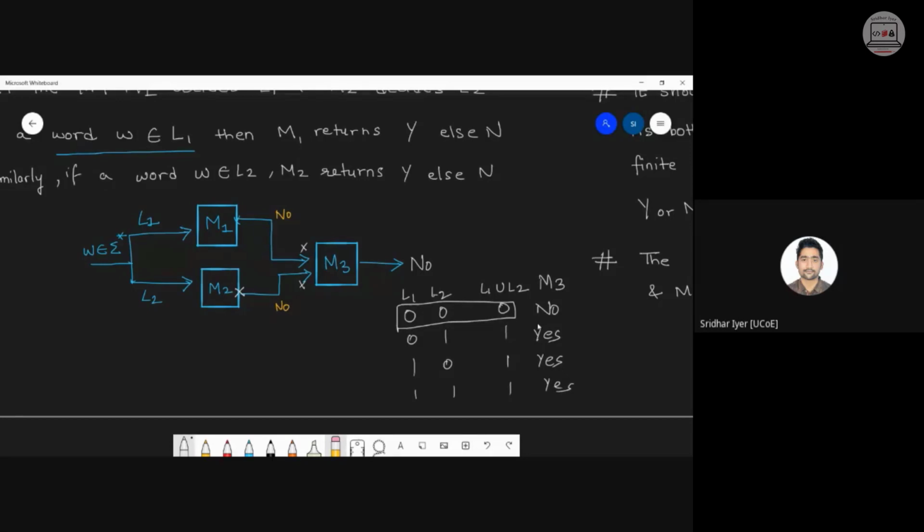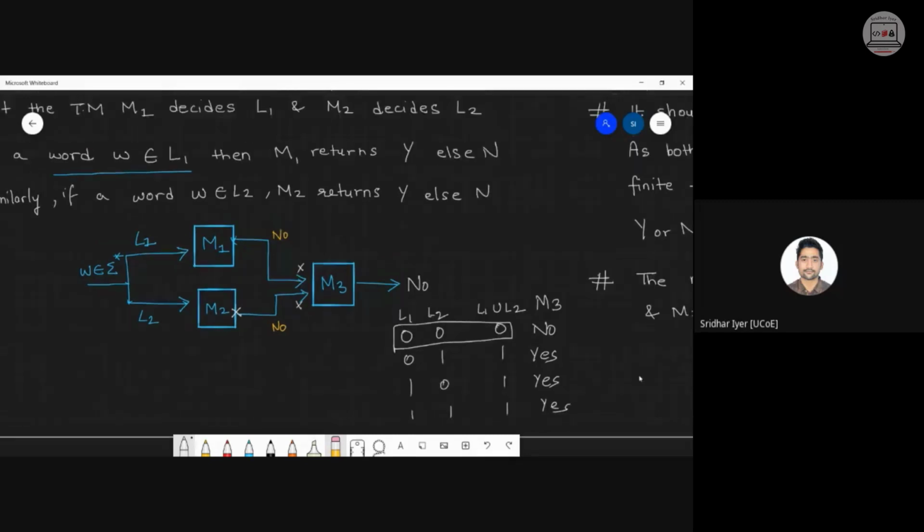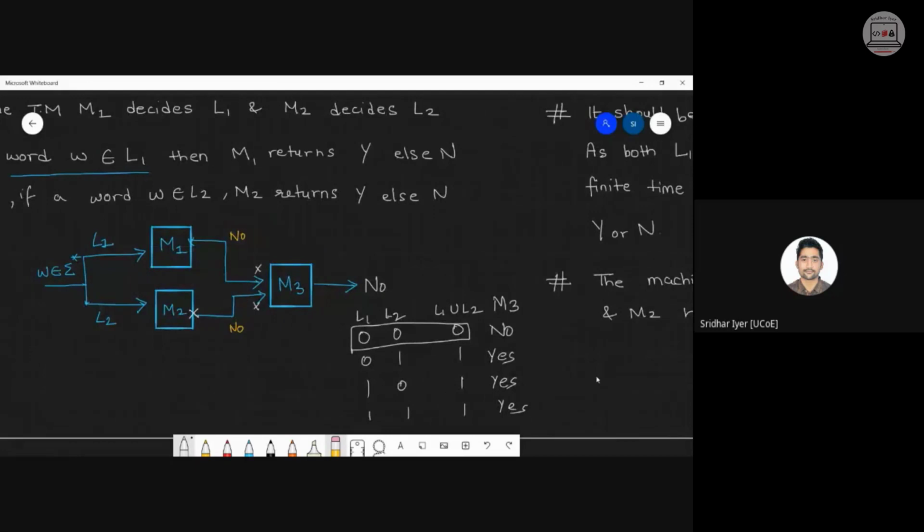Okay. So the answer obviously is it will halt. Try to understand this concept once again. Whether the output is yes or no, I have repeated it n number of times. It doesn't matter. It should give an output. It should not loop forever.